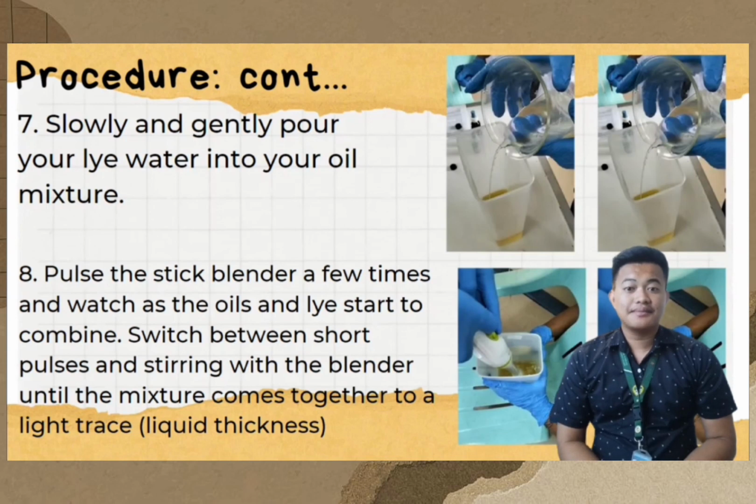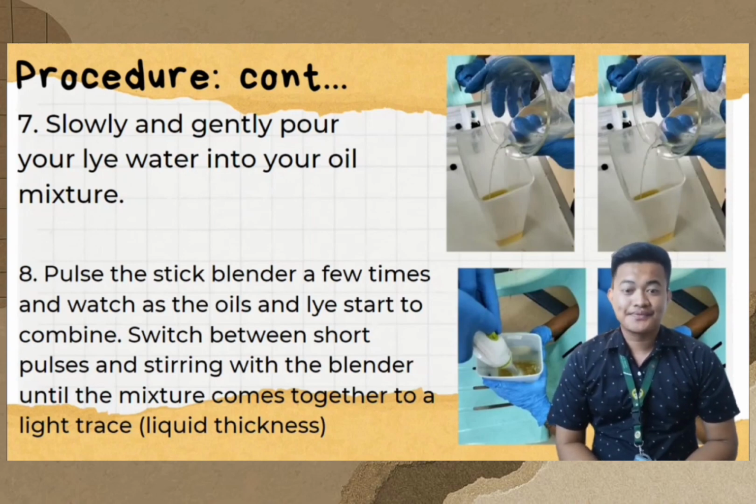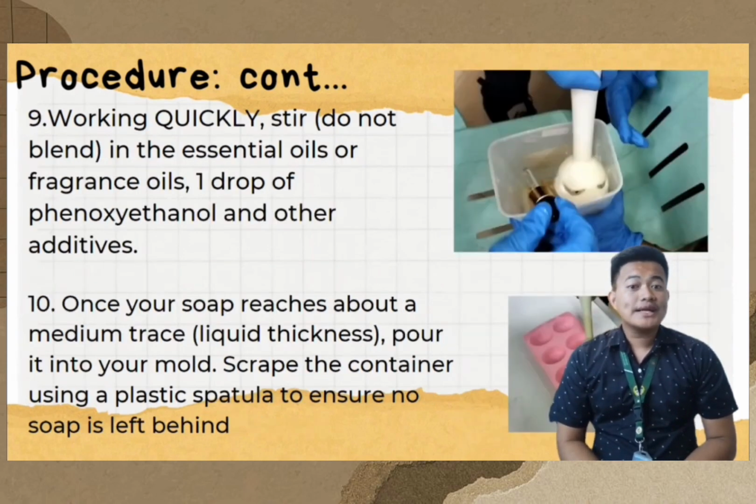Then, the next step is to pulse the stick blender a few times and watch as the oils and lye start to combine. Switch between short pulses and stirring with the blender until the mixture comes together to a light trace, which is a liquid thickness. Next, working quickly, stir in, do not blend, the essential oils or fragrance oils. So add 1 drop of phenoxyethanol and other additives.